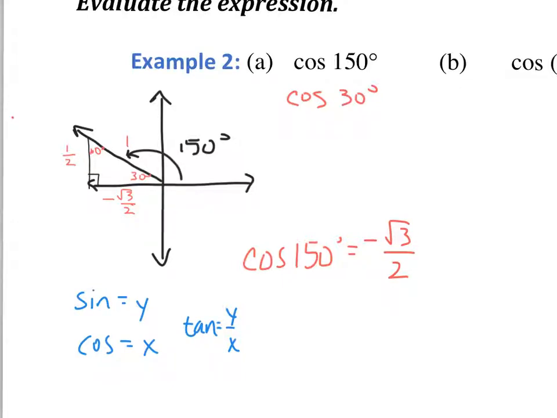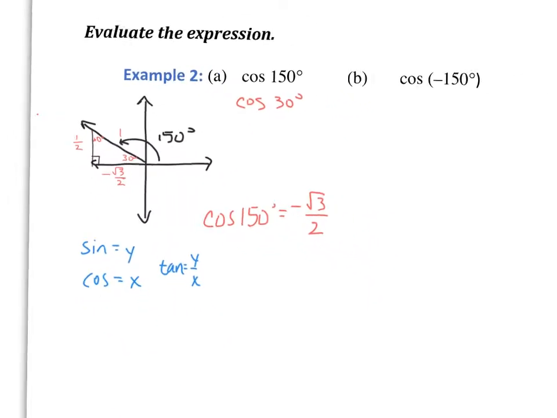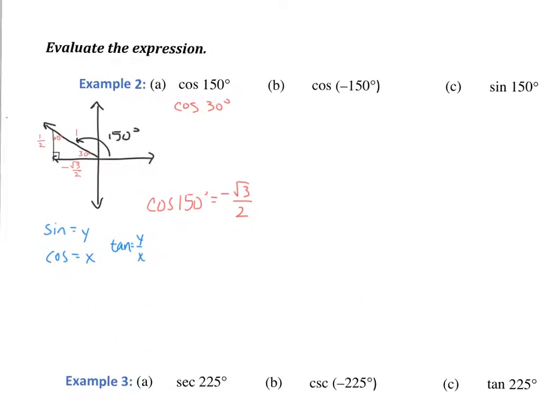While we have this picture, why don't we skip over to C, and someone tell me what sine of 150 degrees is? 1/2, very good. So sine of 150 equals 1/2, because it's the y value, it's the side that is opposite the 30 degrees, our reference angle. Okay? All right. Questions before we do the negative 150?